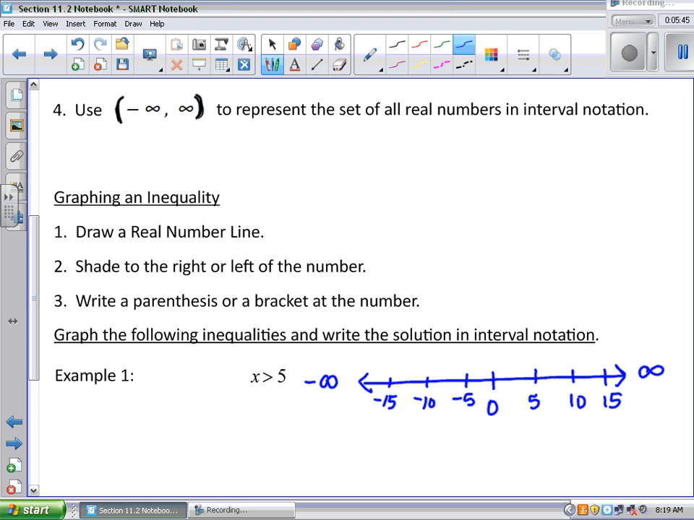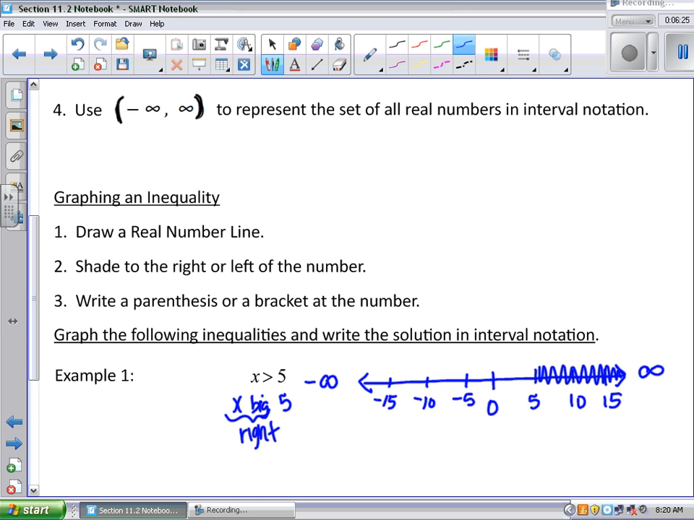Step 2 says we want to shade to the right or to the left of the number. In order to do this, we have to read our inequality. We want all of the numbers x that are bigger than or greater than 5. So 5 is my little number. 5 is going to be on the left-hand side of my shading. x is going to go to the right, the bigger side. If x is bigger, it's always going to go to the right. So we want to start at 5 and shade our number line going in the right direction.